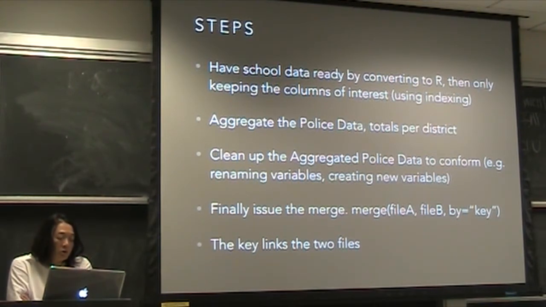And we need to clean it up to make it conform. Maybe naming conventions are wrong. This is where you learn to rename. Maybe I want to create new variables. Then finally, you can merge. You issue the merge command. Merge file A, file B, by equals key. With base R, you can only merge two files at a time. It's the A file, or basically the X file, the Y file, and then by a key. And the key will link the two files.